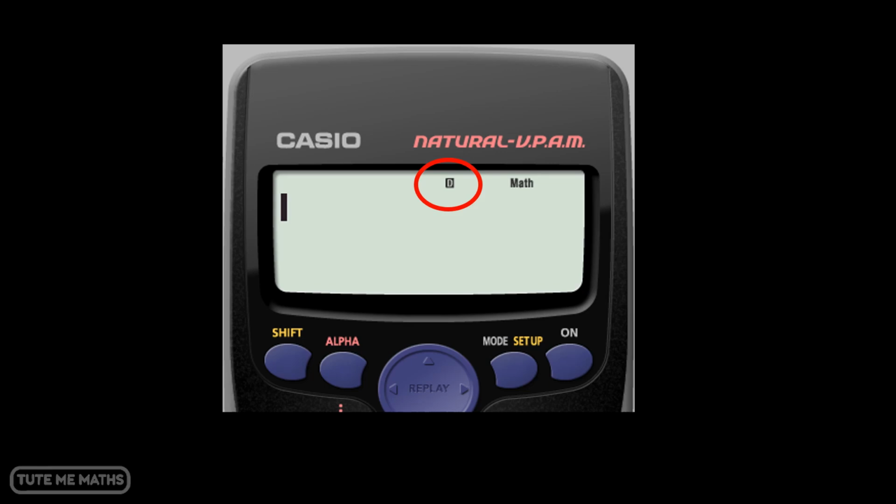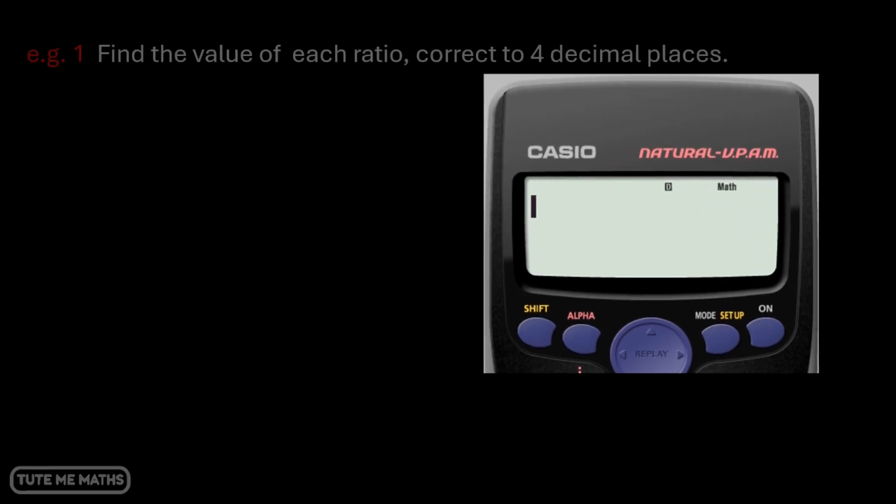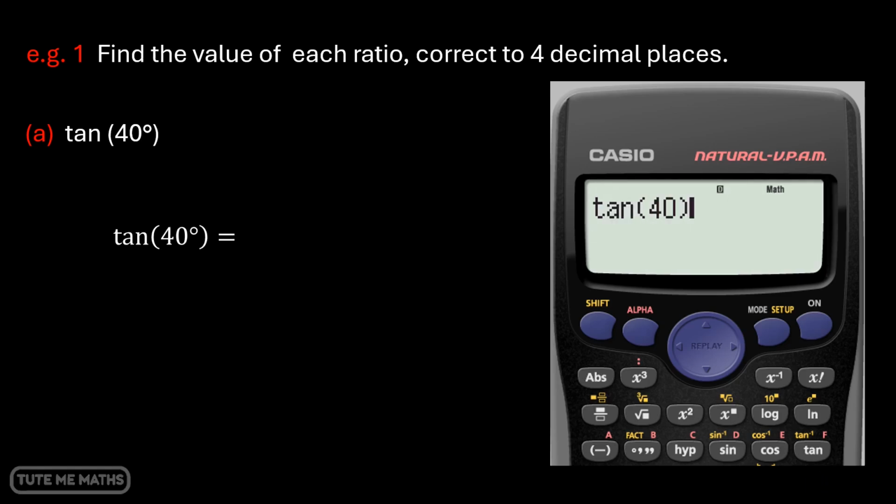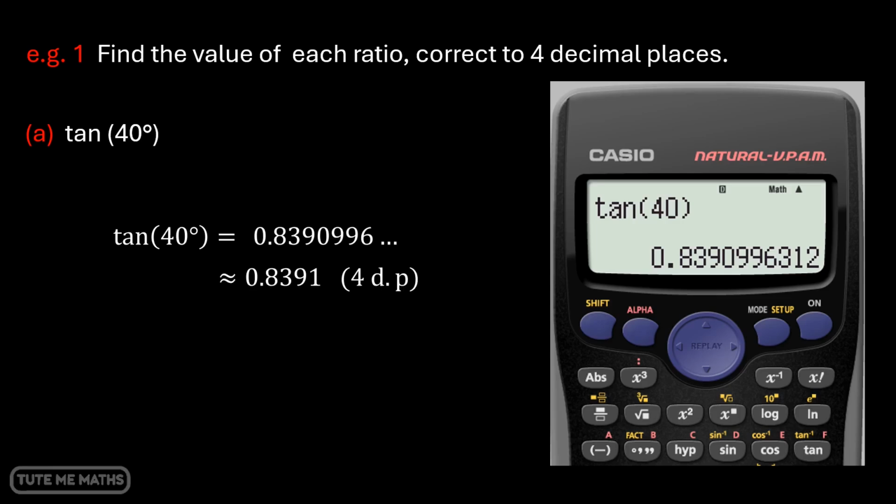Now we are ready to look at some examples using these buttons. In example 1, we are simply asked to give the value of the various ratios, rounding the answer to 4 decimal places when appropriate. Pressing tan, then 40, and equals, shows us that tan of 40 degrees equals this value. Be aware that most calculators will round the last displayed digit, so it's best to ignore it if writing the unrounded value. Good practice is to show the calculator's unrounded answer and then your rounded answer.